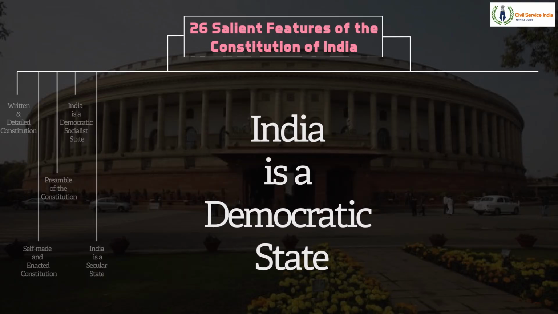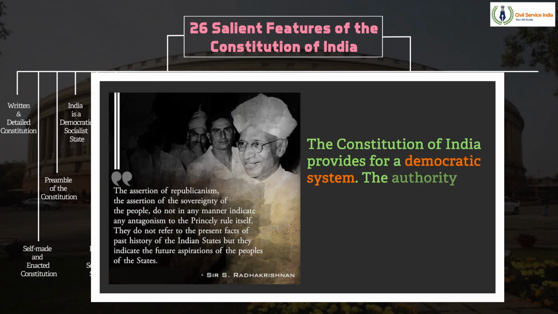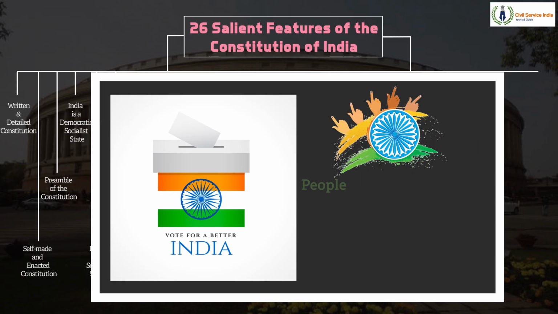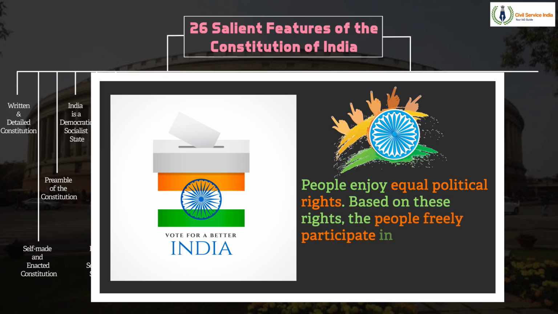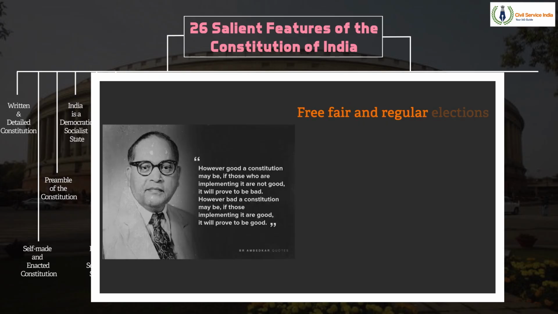India is a democratic state. The Constitution of India provides for a democratic system. The authority of the government rests upon the sovereignty of the people. People enjoy equal political rights. Based on these rights, the people freely participate in the process of politics. They elect their government. Free, fair and regular elections are held for electing governments.